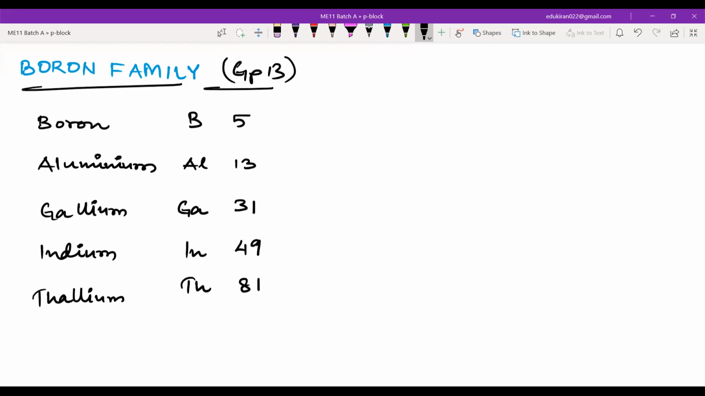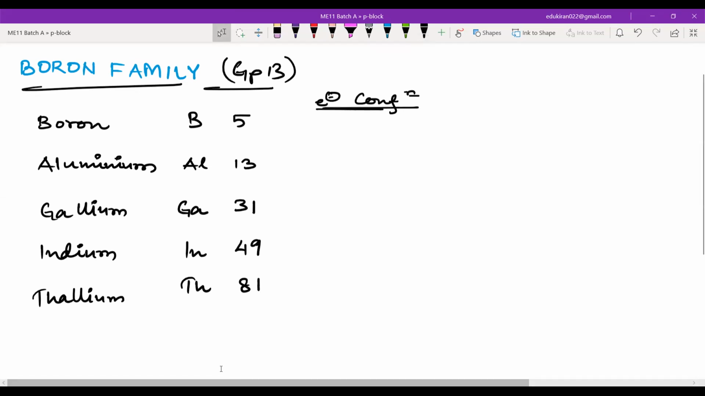Okay, now can you guys write the electronic configuration, yes or no, for all of them? Okay, fine. I'm not going to write it here, so this is going to be your homework: the electronic configuration of boron, aluminium, gallium, indium, and thallium. Next, we can write some general things.